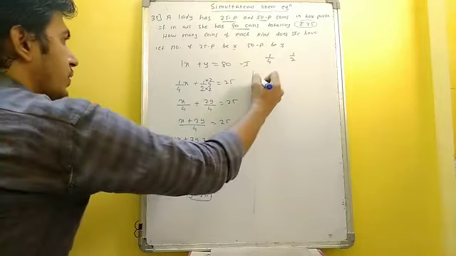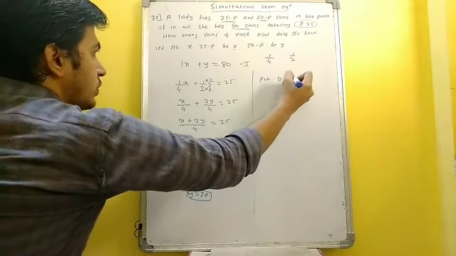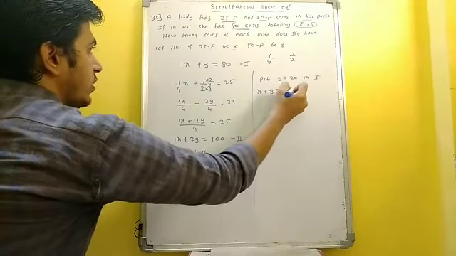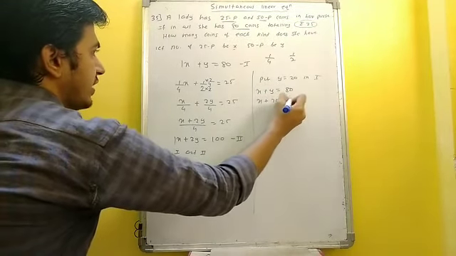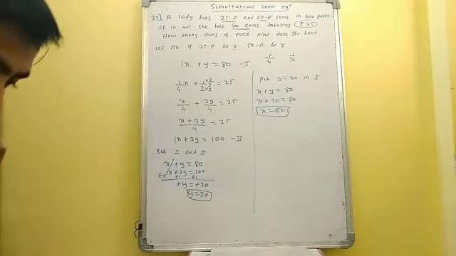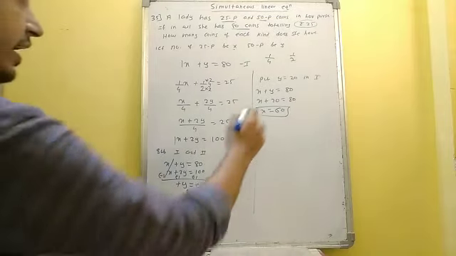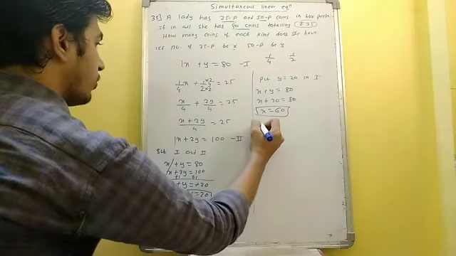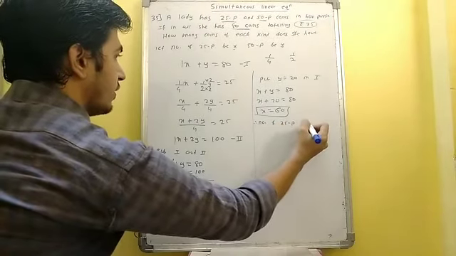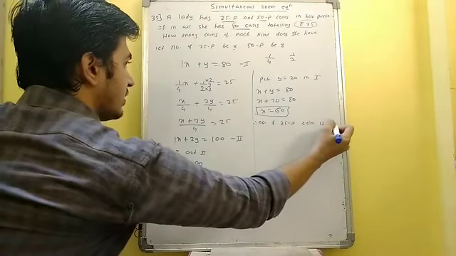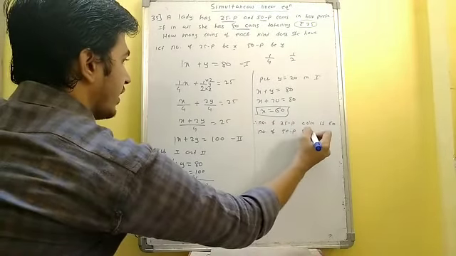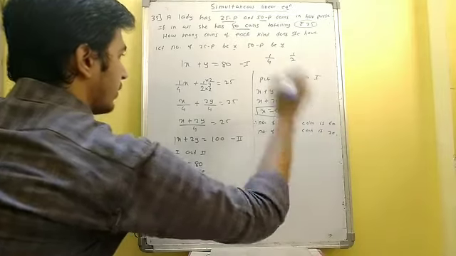Put y is equal to 20 in equation 1. So x plus y is equal to 80, x plus 20 is equal to 80, x is equal to 60. So it is clear that x is the number of 25 paise coins. Therefore, the number of 25 paise coins is 60 and the number of 50 paise coins is 20. Okay, got it?